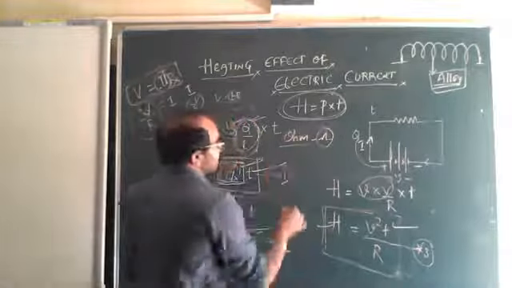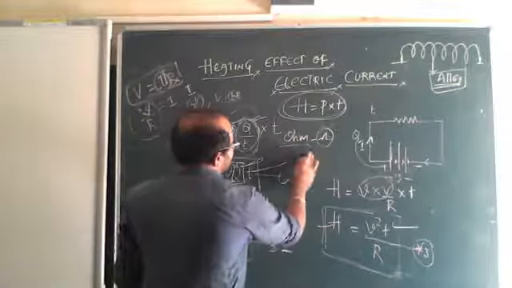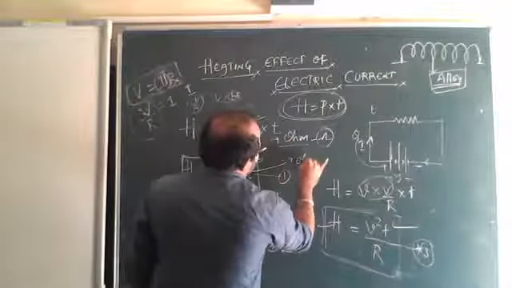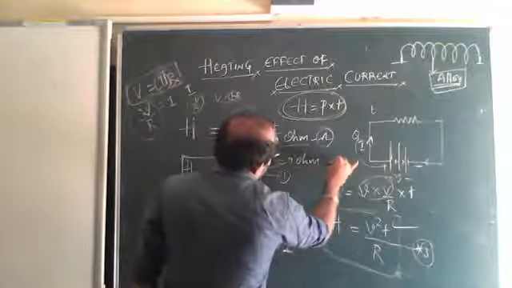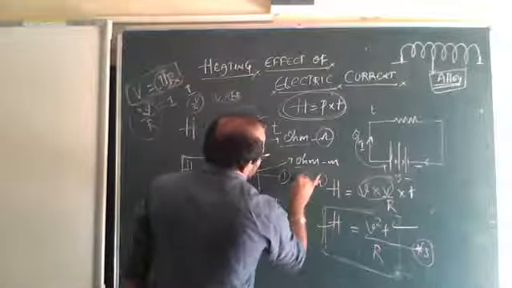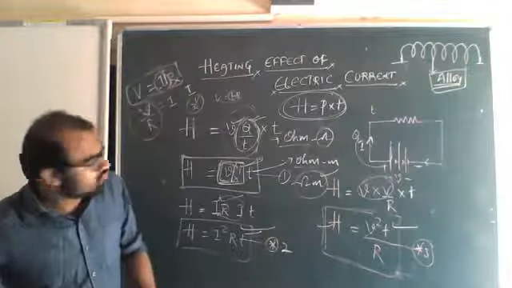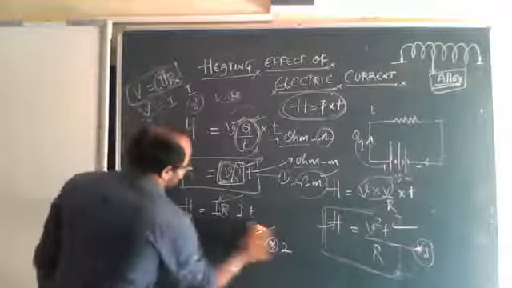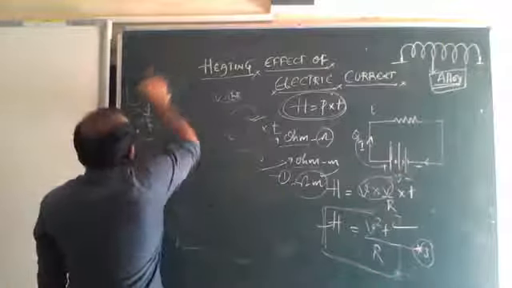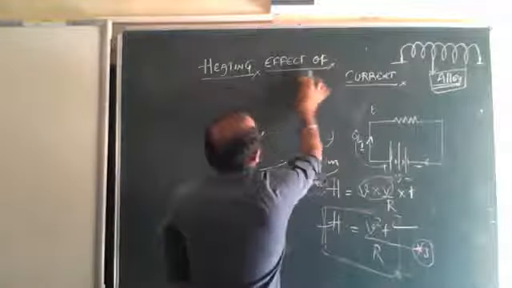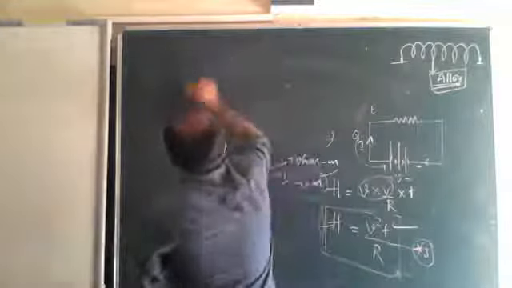And the other one, electrical resistivity. What is the SI unit of electrical resistivity? Ohm meter. So we can say ohm meter like this. So regarding this we understood. Any doubts you can ask me. Okay. So this is regarding heating effect of electric current.